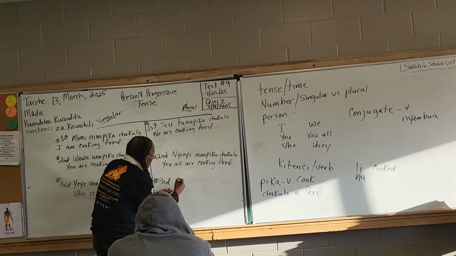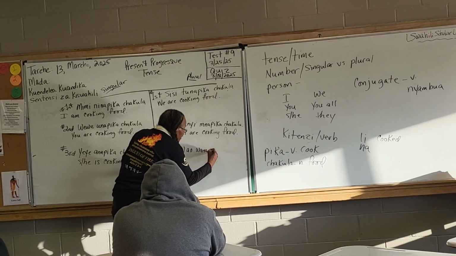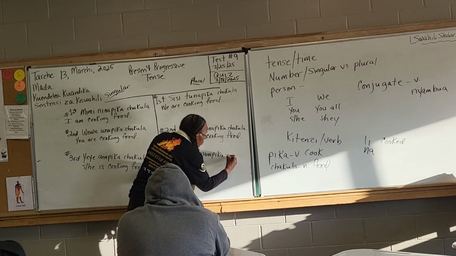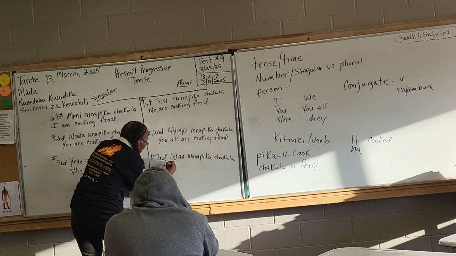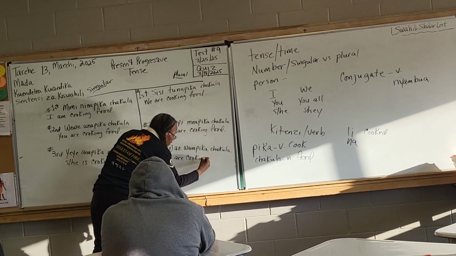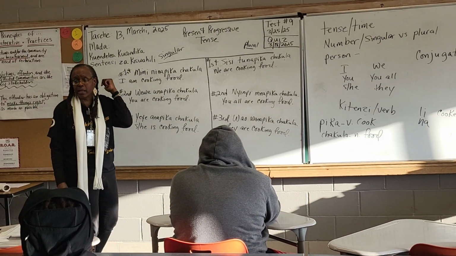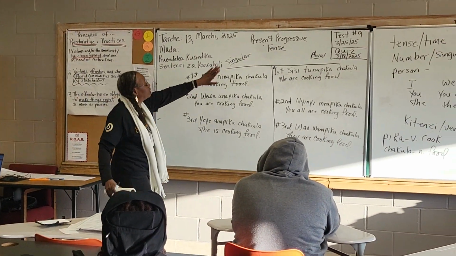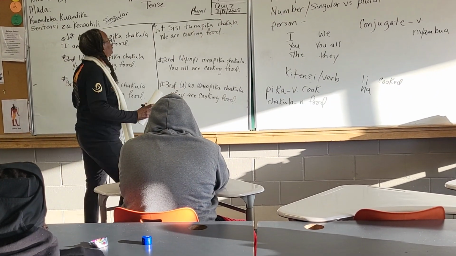Now this one. Wow. Wao wanapika chakula. And this means they are cooking food. All right. Does anybody not understand that? Does that seem simple enough? Okay. Now, this is the present progressive tense. We did the past, present, and now we're going to do the future. So here we go.